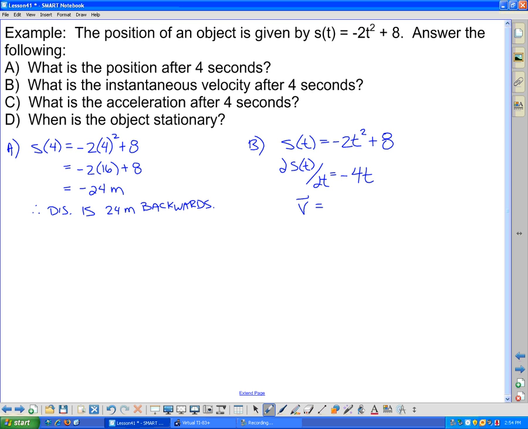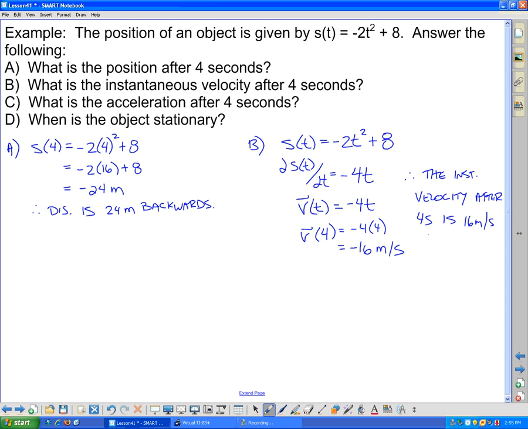Well, the change in displacement with respect to time is velocity. It is instantaneous velocity. So v of t equals -4t. And the question wants us to know, what is the velocity at 4 seconds? So we're just substituting in 4. So it's -16 meters per second. So therefore, the instantaneous velocity after 4 seconds is 16 meters per second, again, backwards because we have a negative value.